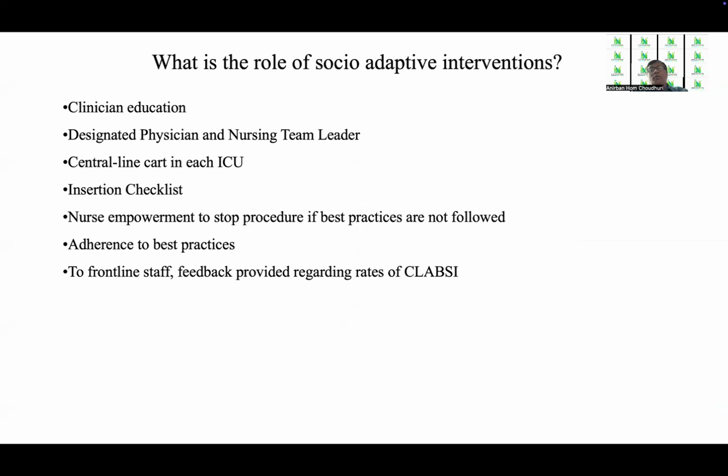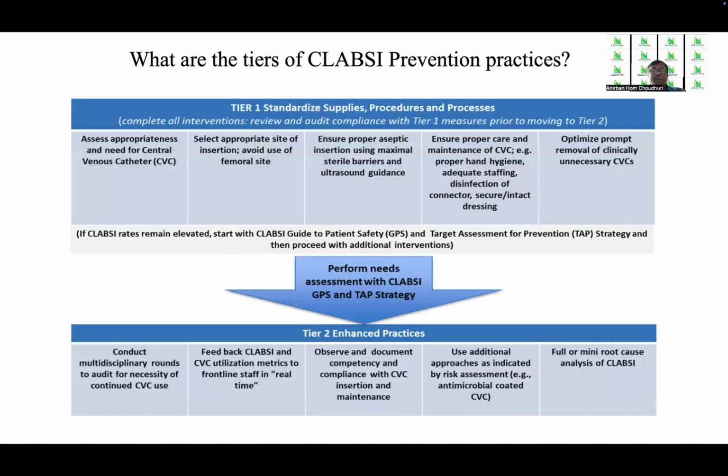There is also some role of socio-adaptive interventions, and that includes clinician education, designated physician and nursing team leader for the rounds, central line cart in each ICU, insertion checklist, nurse empowerment to stop the procedure if best practices are not followed, adherence to best practices, and feedback provided to frontline staff regarding the rates of CLABSI.